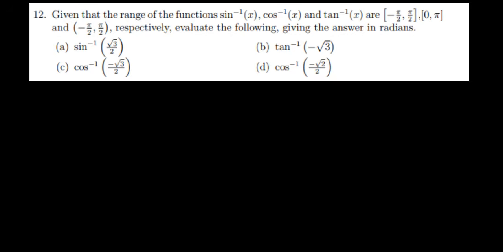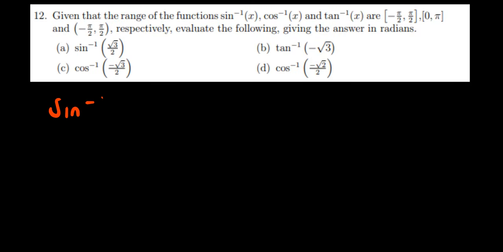So let's solve the last question. Given the ranges of sine, cos and tan, evaluate the following, giving the answers in radians. So we are finding A, which is sine inverse of the square root of 3 over 2. We've been given the range of those values: negative pi over 2 to pi over 2, which is negative 90 to 90, and 0 to 180, and those.